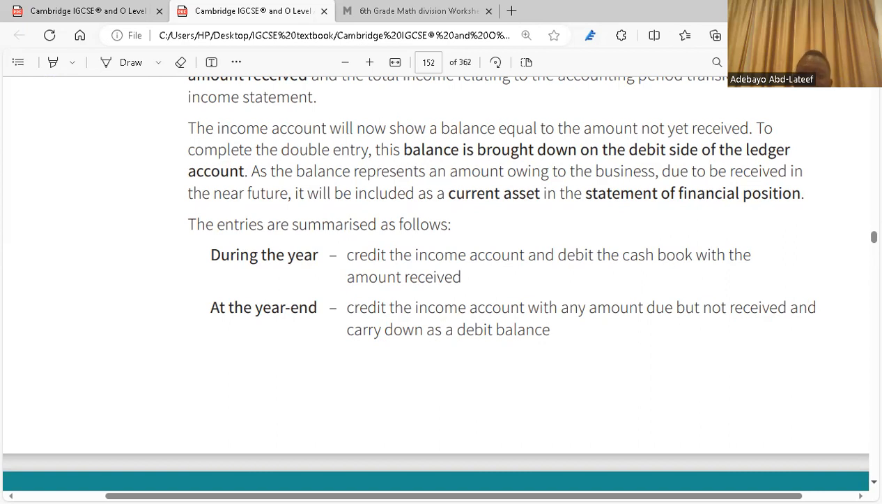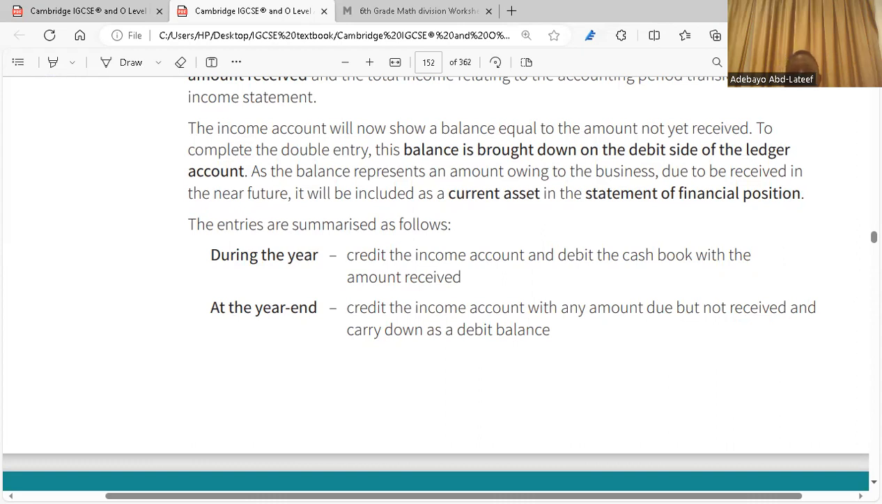So during the year, you credit the income statement and debit the cash book with the amount received. You would have received a certain amount, not all. You get what I'm saying here? Your income statement will be credited with that amount, and your cash book you debit, because you receive cash. Any amount you receive is debited in the cash book. Any income is debited in the cash book. Any expenses that you paid for is credited in the cash book.